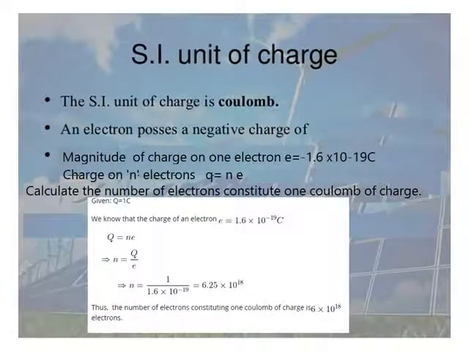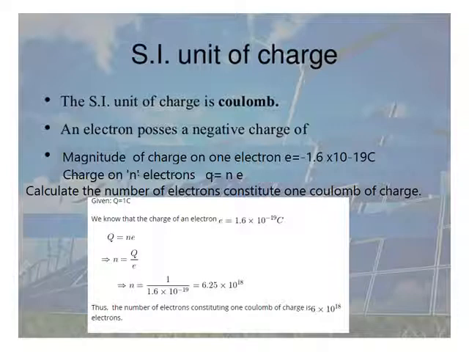Now let us look into the SI unit of charge. The SI unit of electric charge is Coulomb, and it is represented by capital C. The total charge acquired by a body is an integral multiple of the magnitude of charge on a single electron. This principle is called quantization of charges.